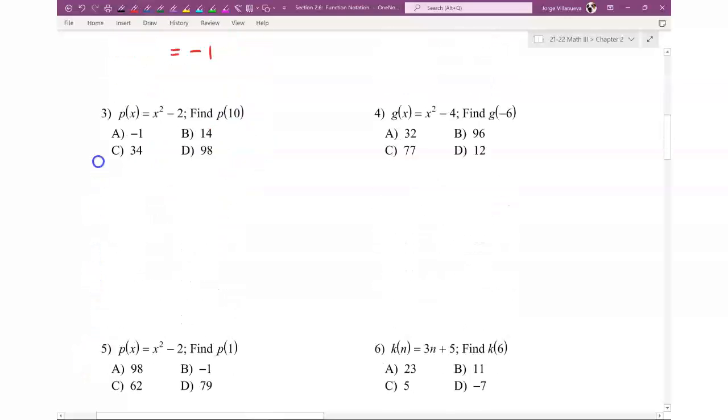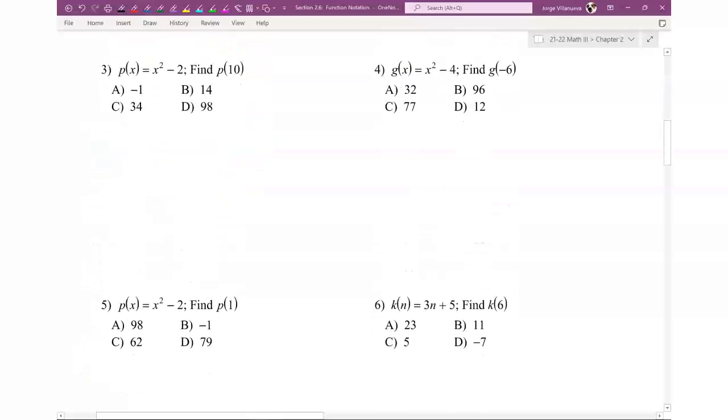All right, what about from 3 through 6? Give me one of those. Which one do you want to see? 4. Let's look at 4. So, g of negative 6 is equal to negative 6 squared. You'll notice I'm using different colors. That way you know what's being plugged in, right? So negative 6 squared minus 4. Now, negative 6 squared, that's 36 minus 4, which is 32.